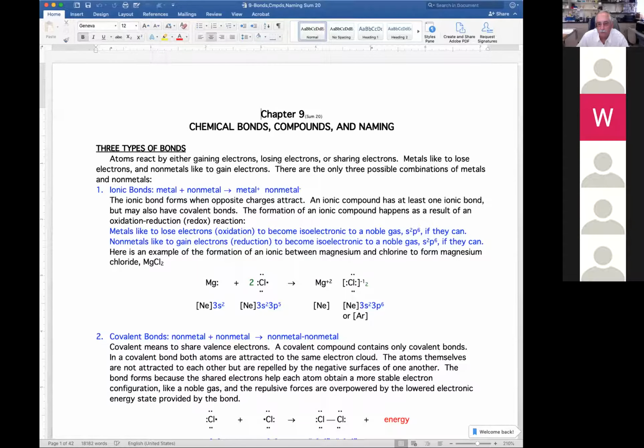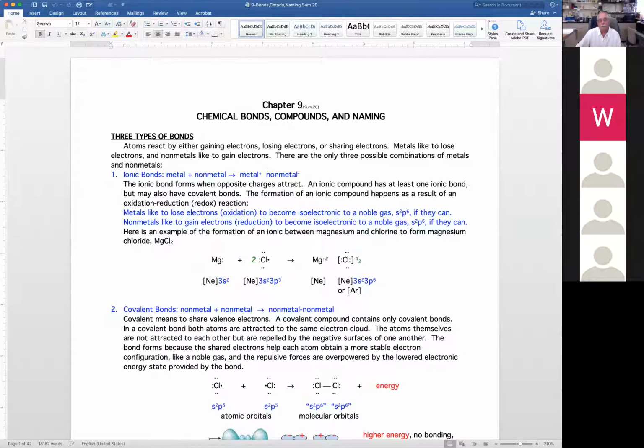Okay, so chapter 9 is about chemical bonds and how compounds are formed and how to name them. So I started off by just saying we got metals and we got nonmetals, right? 2 different kinds, 2 different behaviors. What if you take a metal and a nonmetal and put it together? Well, then you get ionic bonds. And we can understand why that happens.